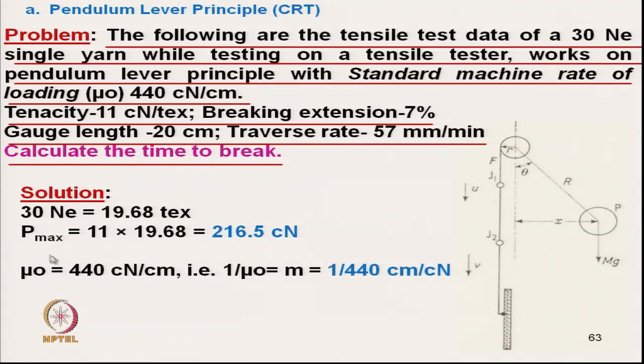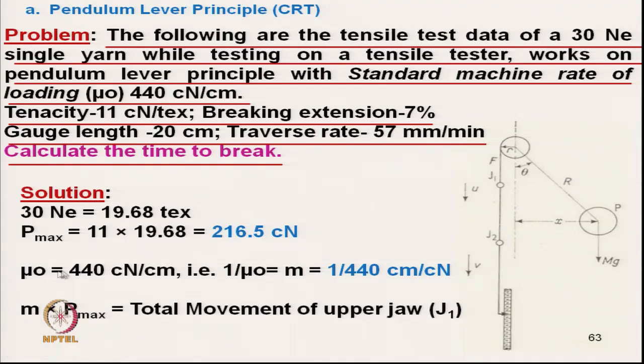And also we know the mu 0. What is mu 0? Mu 0 is the standard machine rate of loading. So, that is the constant, 440 centinewton per centimeter, and if we take the reciprocal, which we can denote by m, that means 1 by 440 centimeter per centinewton. This is the reciprocal of the standard machine rate of loading. Then we multiply the reciprocal, which is 1 by 440 centimeter per centinewton, with P max.